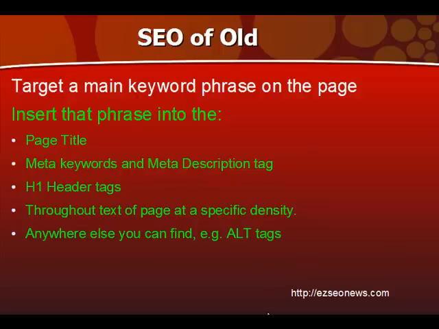There would be specific densities that you would probably try and hit, like 5% density, which is a 1 in 20, one keyword phrase per 20 other words. And you'd also look for other places to put the keyword on your page, like the alt tags of images and so on.